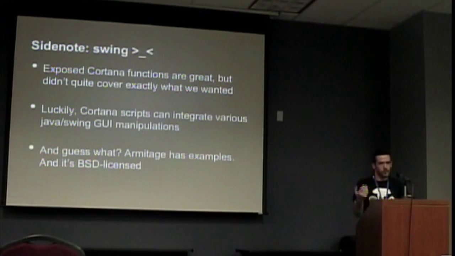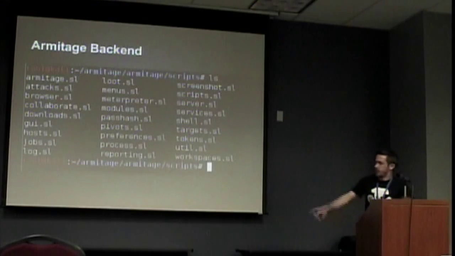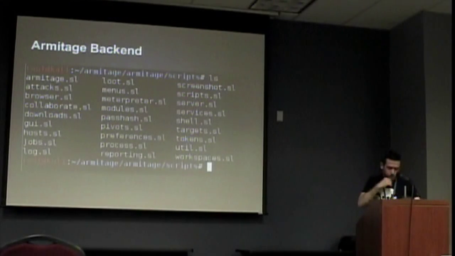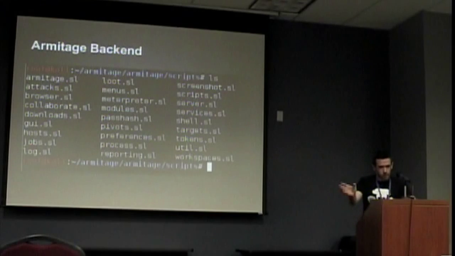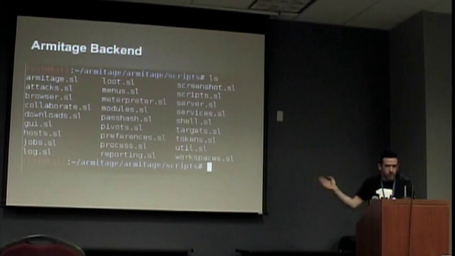Armitage is open source, it's in Kali, and it's BSD licensed. So you can take these examples, chop them all up, and do whatever you want with them. This is just a real quick example. It's a list of all the backend sleep scripts that Armitage is built on. Again, a weird little language, but this is similar to Cortana, because Cortana is just an extension of sleep.